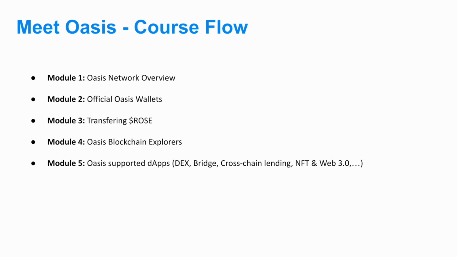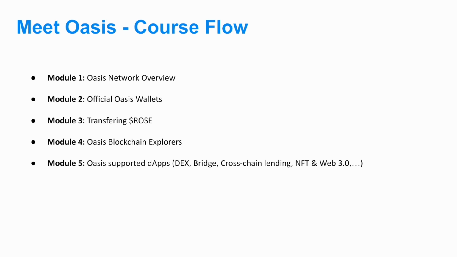Then we will go to module 2, and this will be all about Oasis Wallets, especially official wallets, web and browser extension. Module 3 will actually talk about transferring ROSE. So how to transfer ROSE from one address to another, from consensus to paratime, and this is very crucial to understand. Then module 4 includes Oasis Blockchain Explorers, and just to give you a quick idea, we have explorers for consensus and also for paratimes.